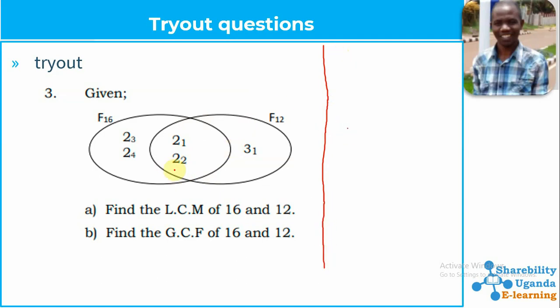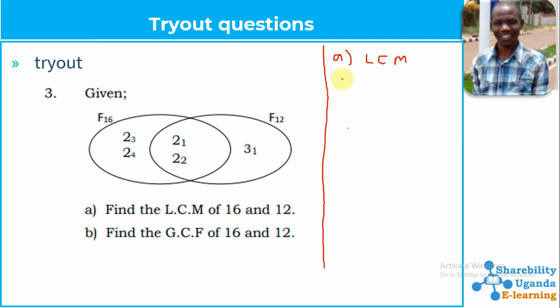In part A, they want us to find the lowest common multiple using prime factorization. As you can see, what is represented on the Venn diagram is the working of the prime factorization method, using either the ladder method or the factor tree method. So how do we get the LCM of 16 and 12 using this Venn diagram?